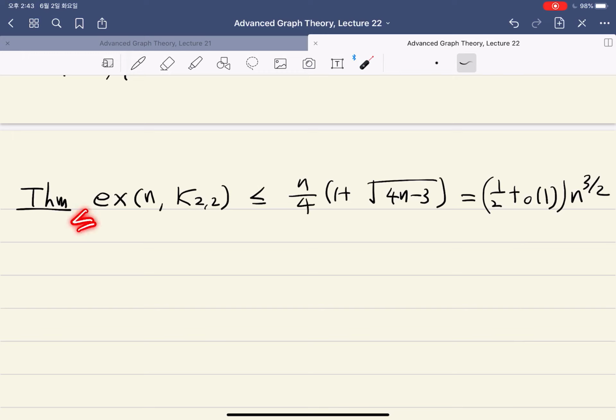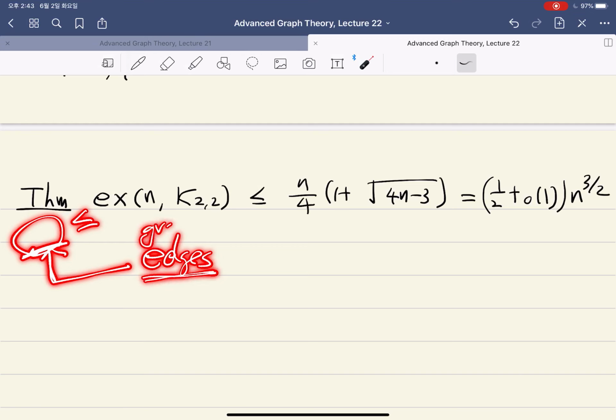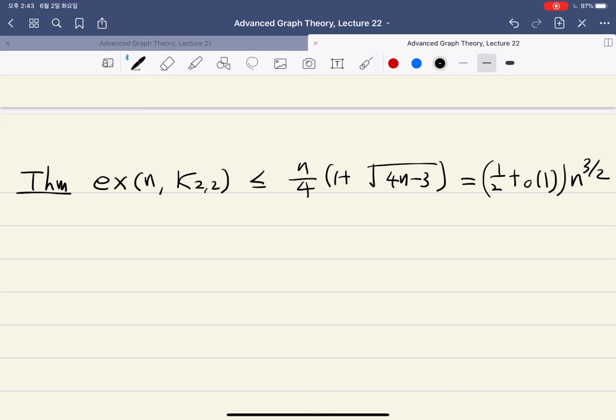For the lower bound, if you want to find some lower bound, then you need to construct a graph with this many edges that has no copies of K_{2,2} in there. Then for K_{2,2}, this upper bound can be proved in a not too difficult way.